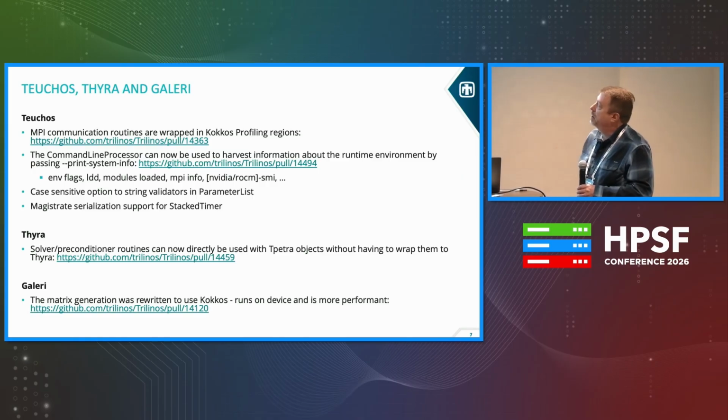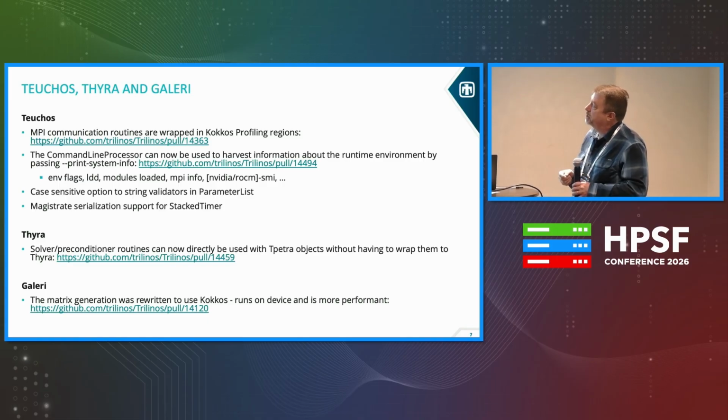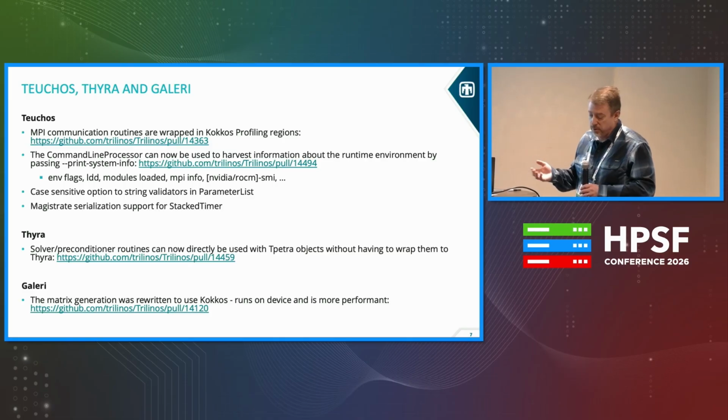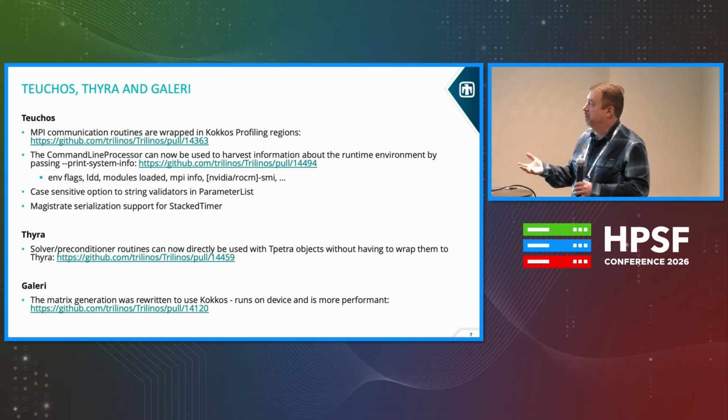In terms of Teuchos, the MPI routines are now wrapped in Kokkos profiling regions, so if you use the Kokkos tools, you can get information there. Christian added a very nice option to the command line processor that prints system info. If you have users and you've got a weird bug and you want to look at the hardware of the system, and they're using the command line processor out of Teuchos in their main, you can just add print system info and it's going to dump all kinds of things: environment flags, it'll run ldd, what modules you have loaded, MPI information, and if you're using GPUs, it'll also get information from nvidia-smi.